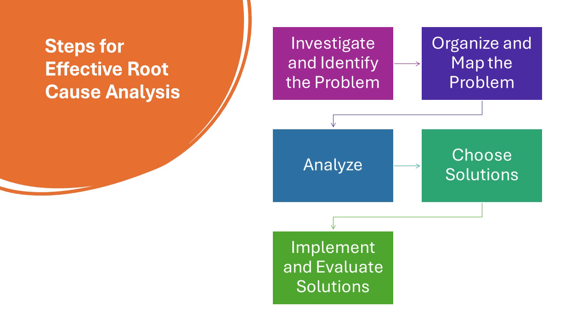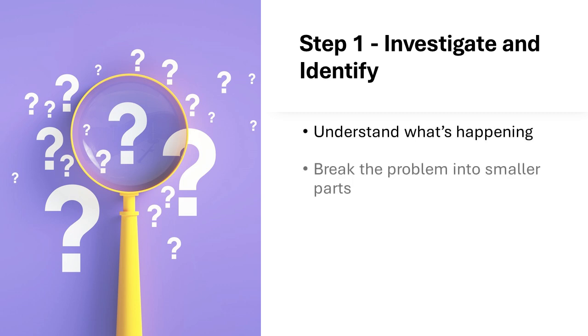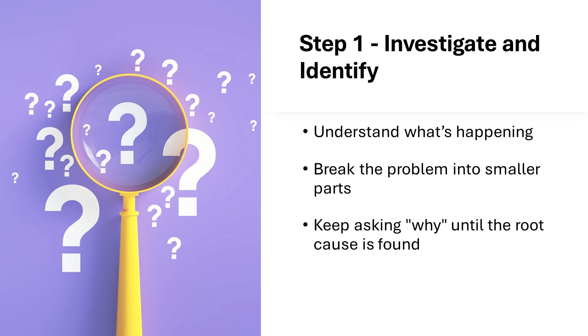Steps for effective root cause analysis. Step 1. Investigate and identify the problem. This is where you'll spend most of your time. Start by understanding what's happening. Break the problem into smaller parts and figure out why each is occurring. Keep asking why until you uncover the root cause.